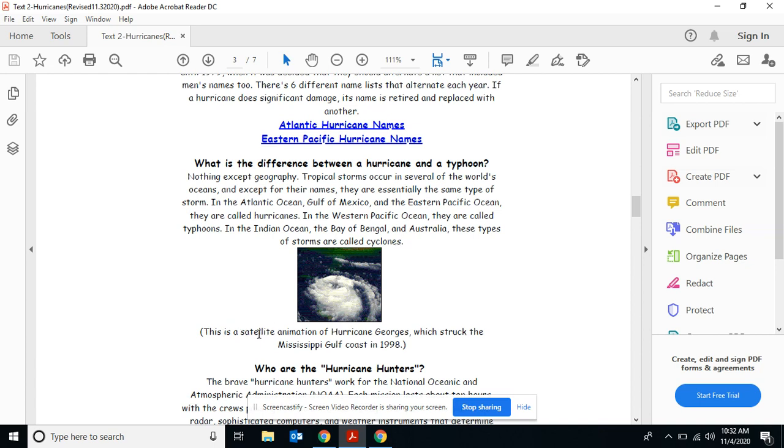Here's a photo. This is a satellite animation of Hurricane Georges, which struck the Mississippi Gulf Coast in 1998.